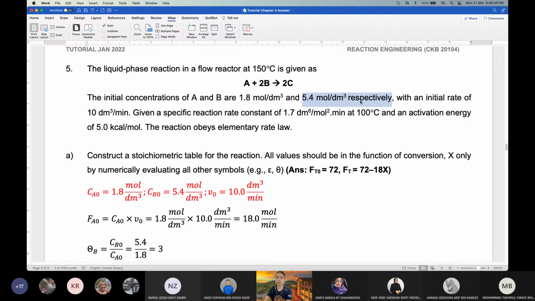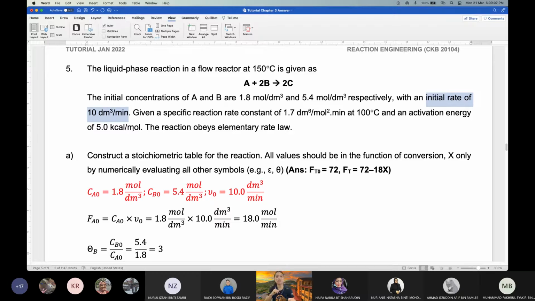CA0, initial concentration of A. So CA0, CB0 are given. Okay. Next, it says initial with an initial rate of 10 dm cube per minute. Okay. So the 1.8 and 5.4 earlier, you know are concentrations. You won't be confused when it says concentration. But it gives more information: an initial rate of 10 dm cube per minute.